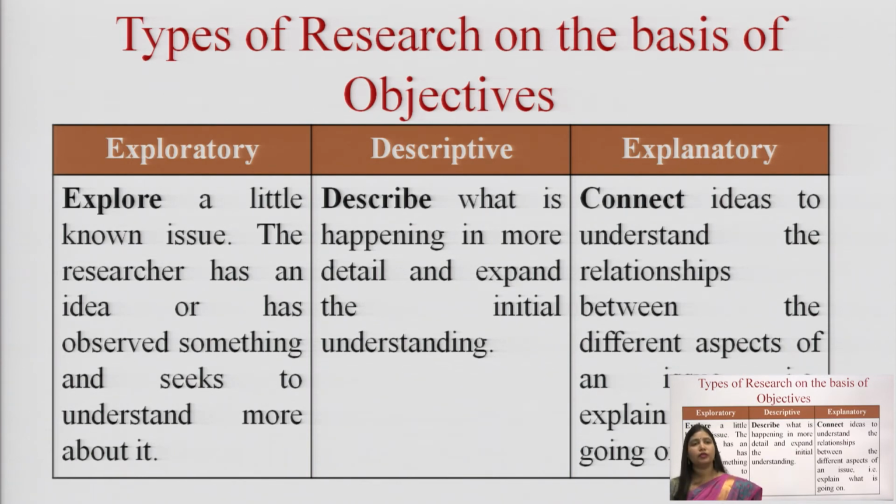Then we move to descriptive research. Descriptive research describes what is happening in more detail and expands the initial understanding. In exploratory research, we get the basic information, what is happening, or exploring new things, new ideas. But in descriptive research, we describe what is happening in detail. We describe the characteristics of the person or the company or the situation. It will answer many questions: what is happening, when it is happening, where it is happening, and how it is happening.